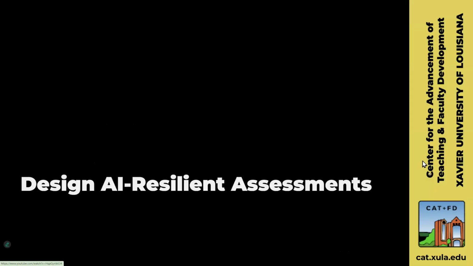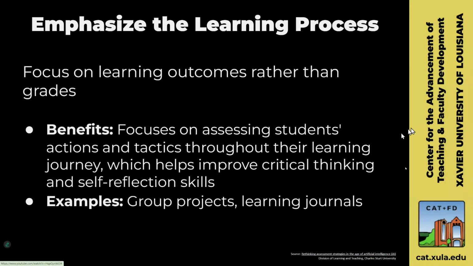When you're designing AI resilient assessments, this resource came from the Division of Learning and Teaching from Charles Sturt University, but with some ways you can rethink your assessment strategies, right? So the first one here is emphasize the learning process. So focus on the learning outcomes rather than on the grades, right? How did the students get there? What is their learning journey? And then there's some examples here, group projects and learning journals.